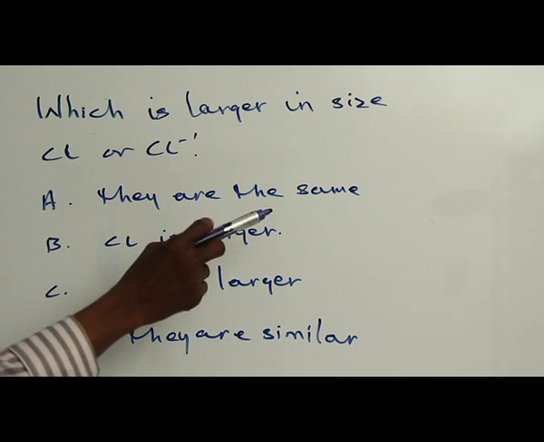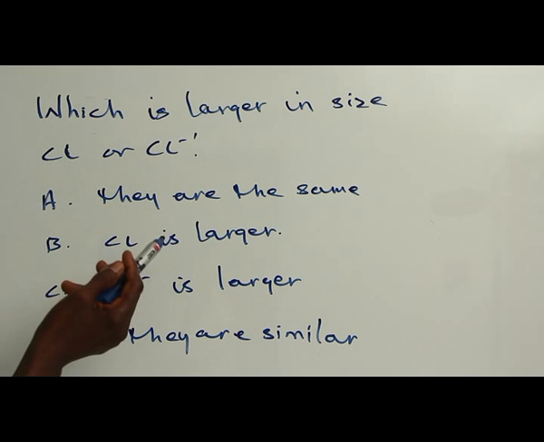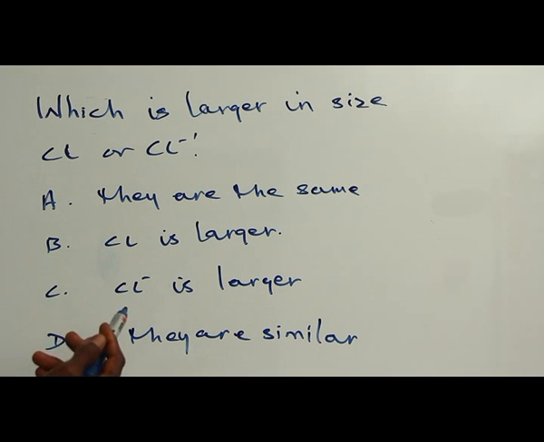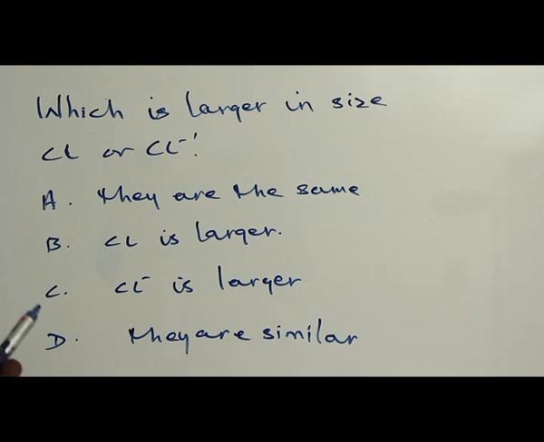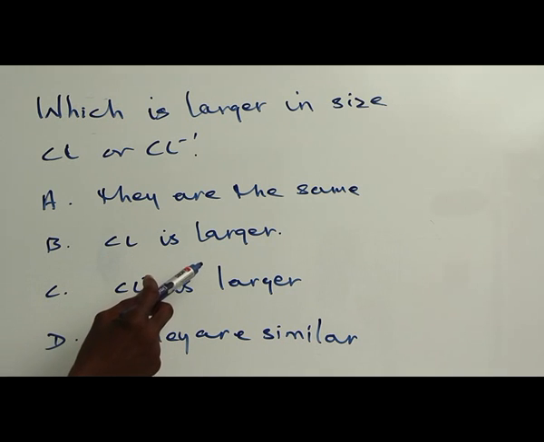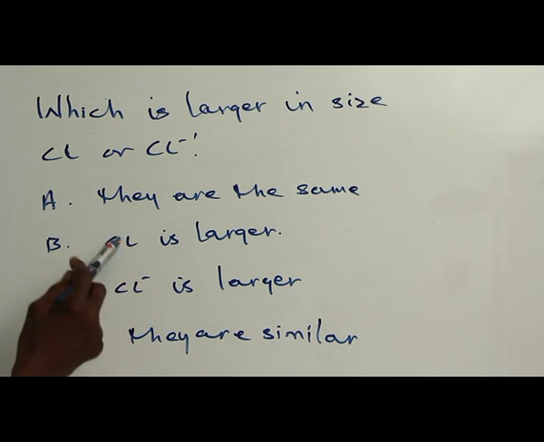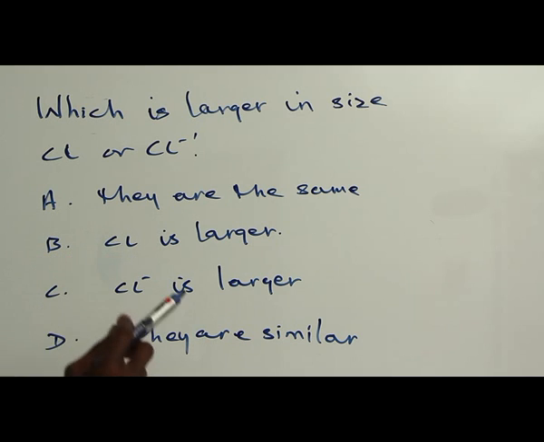Now let's consider the options one after the other. A, they are the same. They are not the same because for a chloride ion to be formed from a chlorine atom, an electron has been added. And so the size is slightly larger because of the slight increase in the repulsion between the electrons. B, chlorine is larger. Chlorine is not larger because when an electron has been added to chlorine to form a chloride ion, the size of the chloride ion should be larger than the chlorine atom because of the increased repulsion within the electrons.